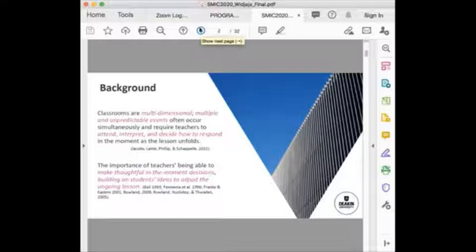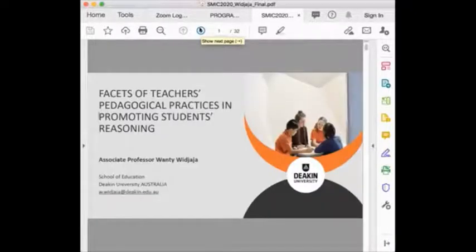That highlights the importance for us as teachers to be able to respond in the moment and make decisions on the fly in classrooms. It's critical because we want to be able to build on students' ideas and, when we face contingency, adapt our lessons to meet the students' learning needs and extend their learning.